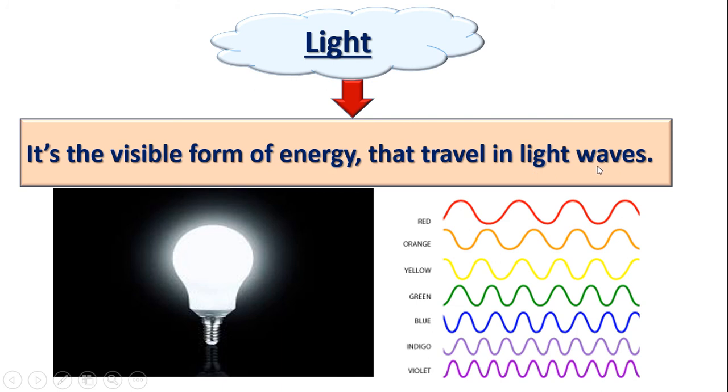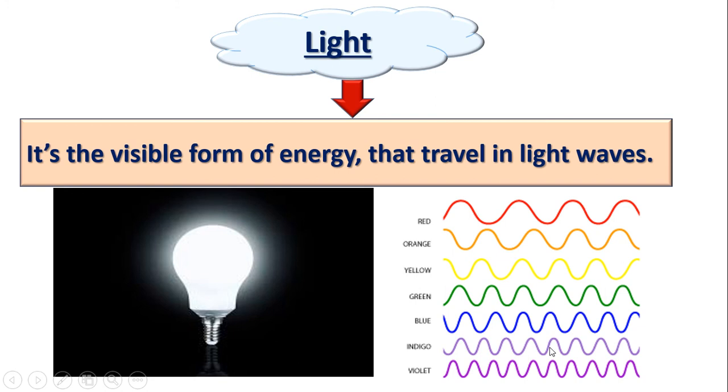Does the light also move in waves like the sound? Yes, the light can also move in waves. And these are the waves of the light. This is called the light waves. Again, the light travels or moves in waves. It is called light waves.